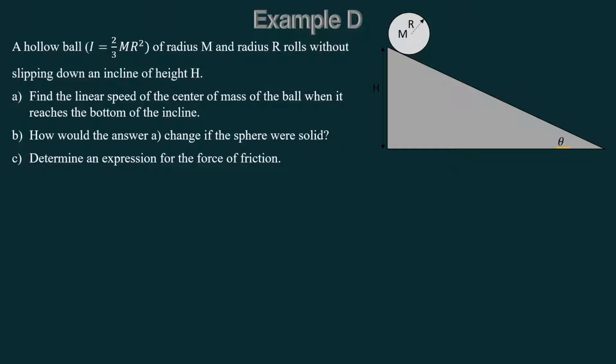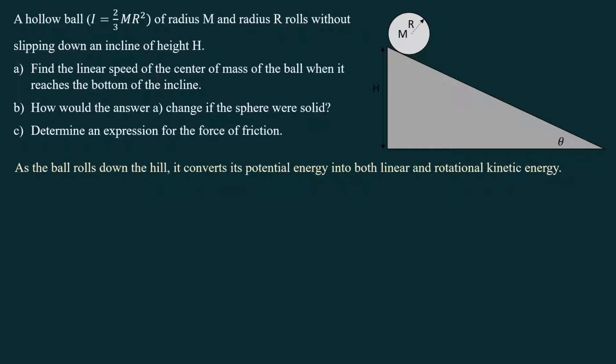The first one is to find the linear speed of the ball when it reaches the bottom of the incline. As the ball rolls down the hill, we're going to use conservation of energy here. It starts off at the top of the hill with potential energy, and it turns it into kinetic energy. That's going to be linear and rotational kinetic energy.